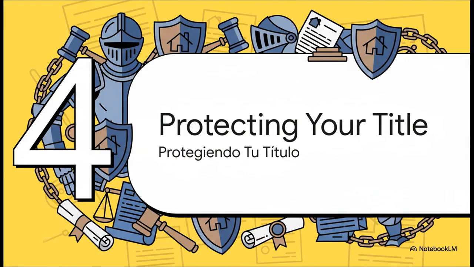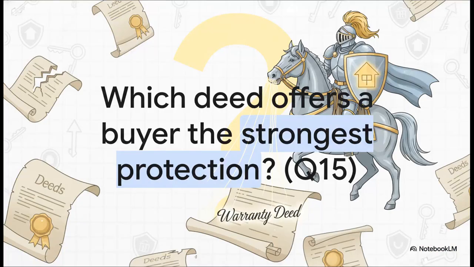Let's talk about defense. Section 4 is all about protecting your title. I mean, owning property is amazing, but it's not worth much if you can't prove it's yours and defend that claim. This is all about your legal shield. This brings us to a question you will almost certainly see.